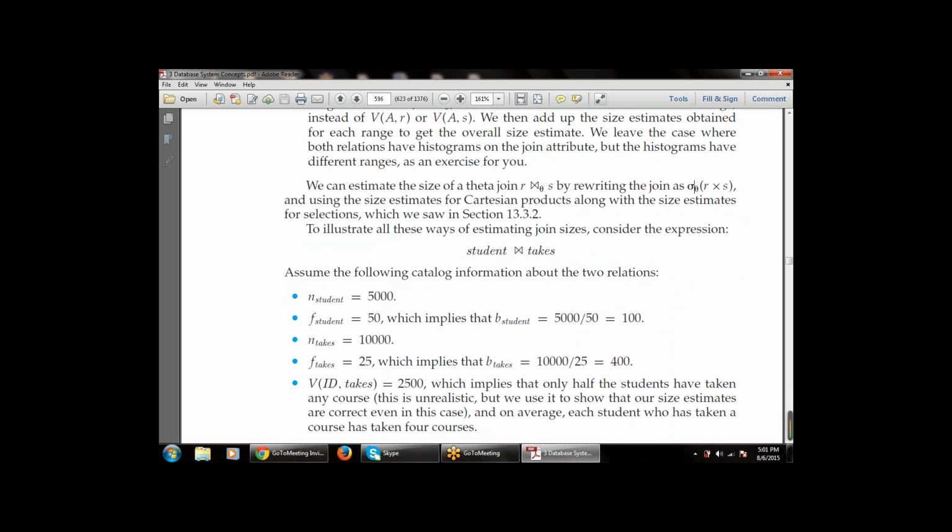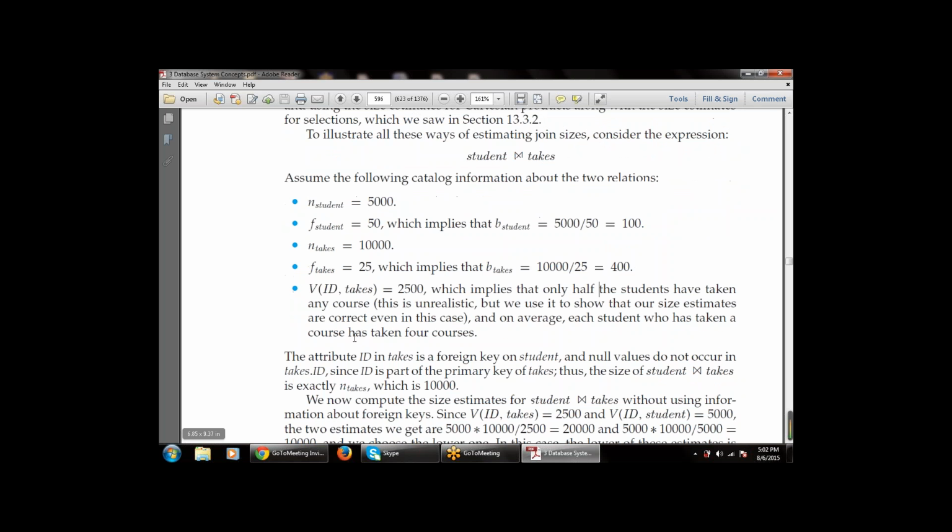n student is 5000, f student is 50, which implies that b student equals 5000 divided by 50. That is, whenever the total number is divided by the frequency, that gives b student, which is 100. Then n takes is 10,000 and f takes is 25, so b takes equals 10,000 divided by 25, that is 400. And V(ID, takes) equals 2500, which implies that only half of the students have taken any course.